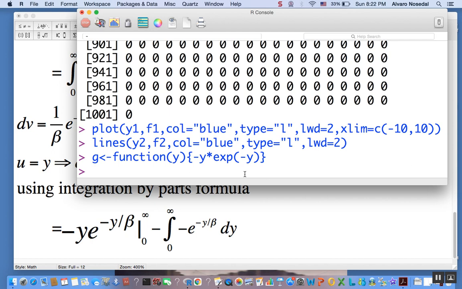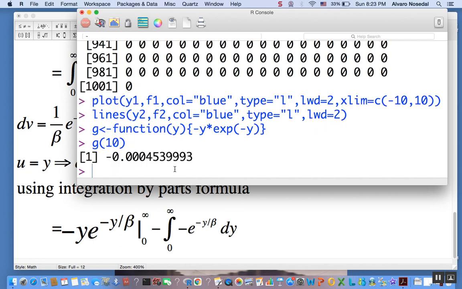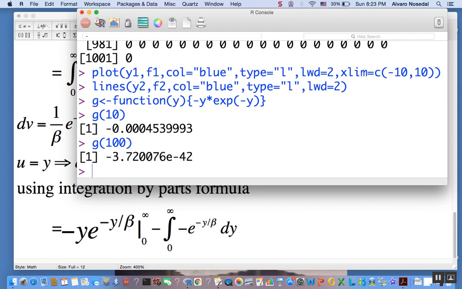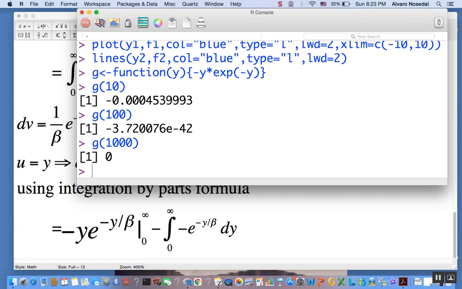Now what we want to do is we want to see what happens with that product as y goes to infinity, right? And what I said is that that product will go to 0. So let's see, and let us start with something small, 10. So when we evaluate this function at 10, it's already really small and close to 0. How about 100? Wow, that's really, really small. How about 1000? For any practical purposes, it is just 0. Okay, so this guy, that product evaluated at infinity, 0.